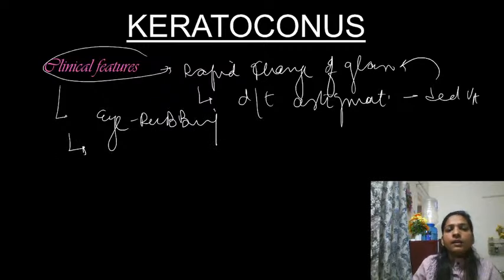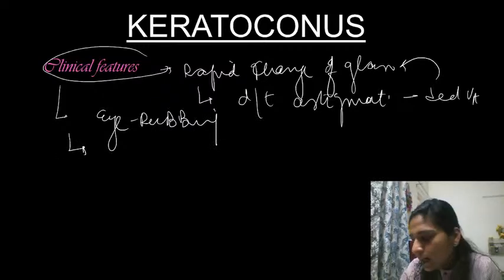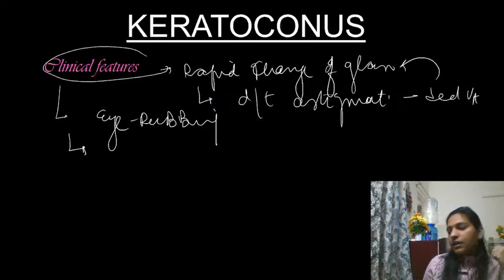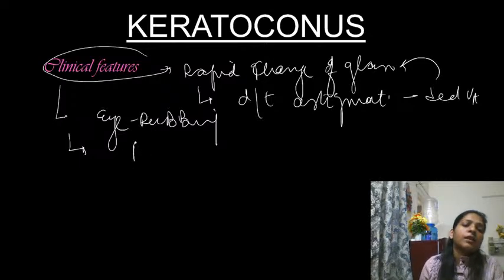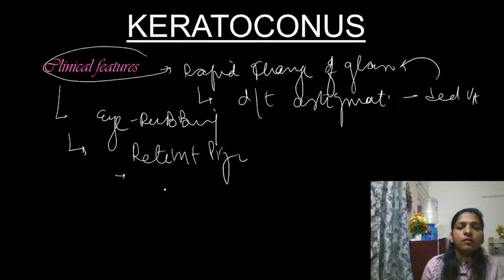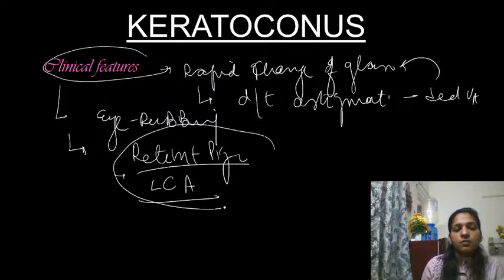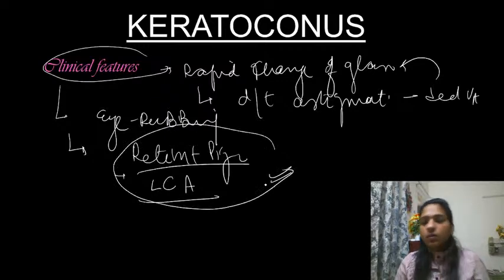Other associated conditions of the eye which can occur in keratoconus, tell me now. Not related to the cornea but any other conditions involving other parts of the eye. There can be retinitis pigmentosa, Leber's congenital amaurosis. These two can also occur along with keratoconus.